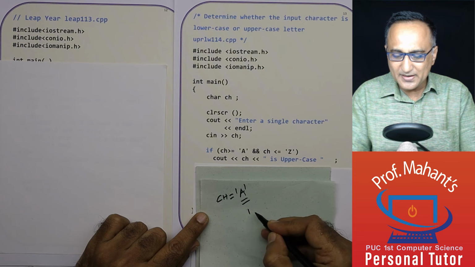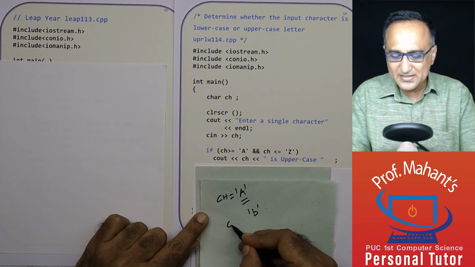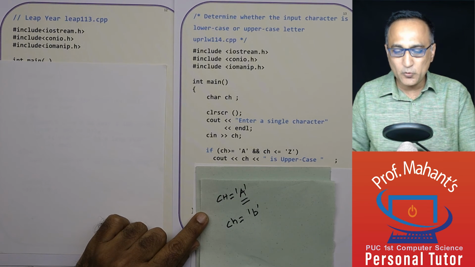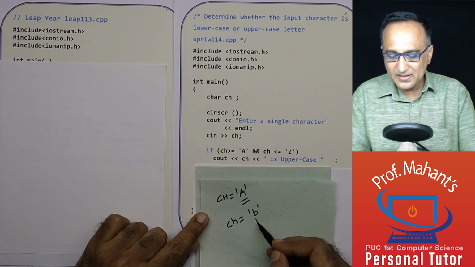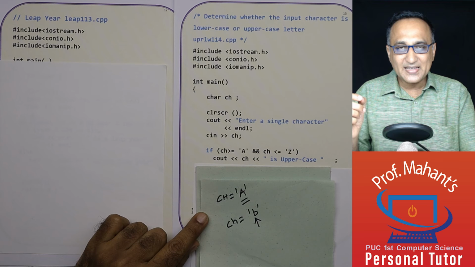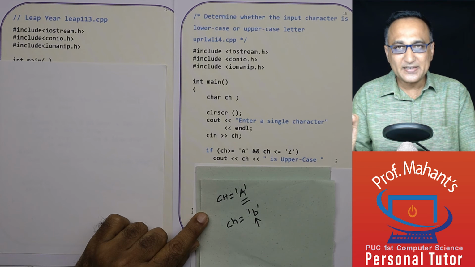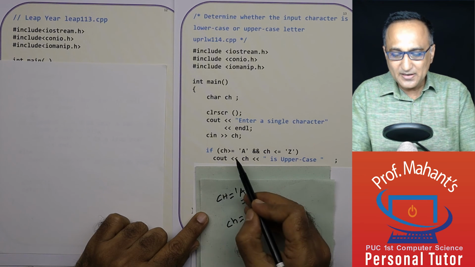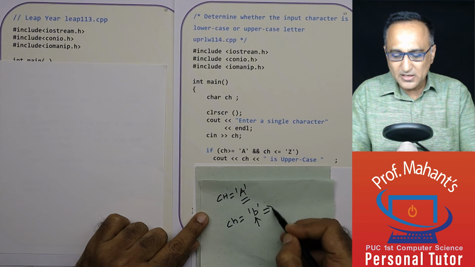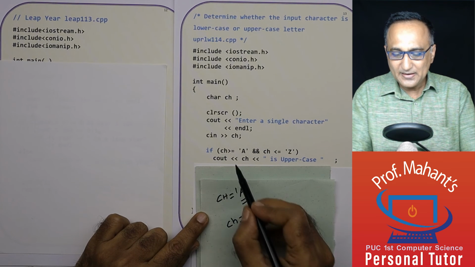Now let's try to enter the character b. Let's say ch is assigned the value b. So I'm entering a single character into ch. I'm entering the character b. ASCII value of character b happens to be 98, because small a is 97, small b is going to be 98. So when I come here, this value gets replaced by 98.